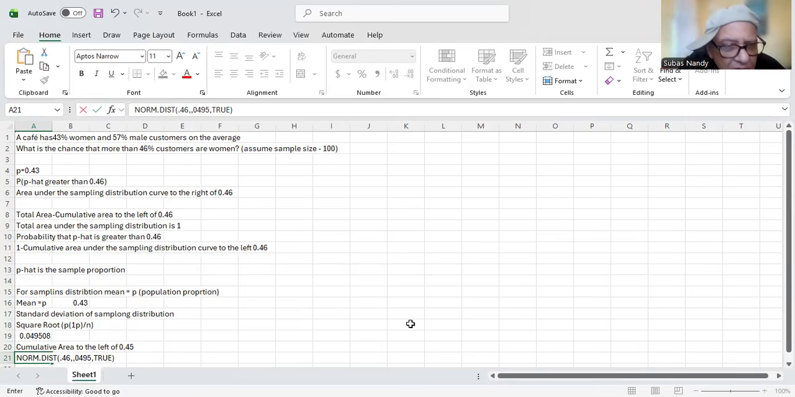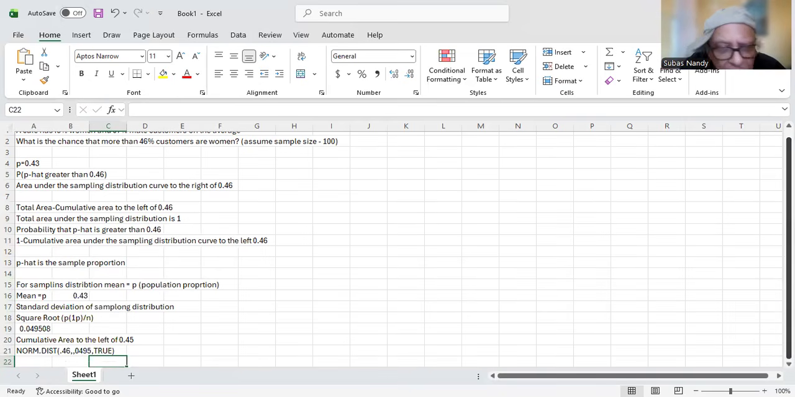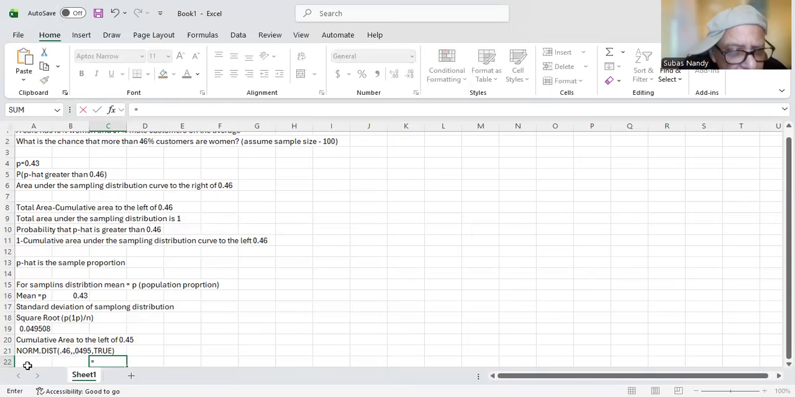Did I miss anything? No. Okay, let's see if that will work or not. So I am going to move this a little bit up, and equal to, we'll calculate it here. I can calculate it here also if I want. Yeah, we'll calculate it here.